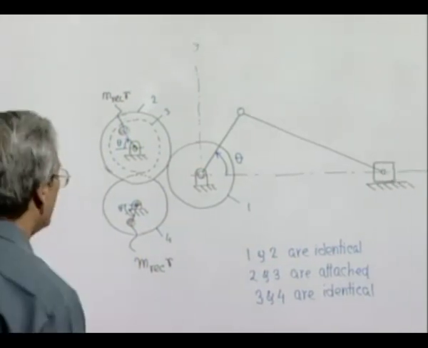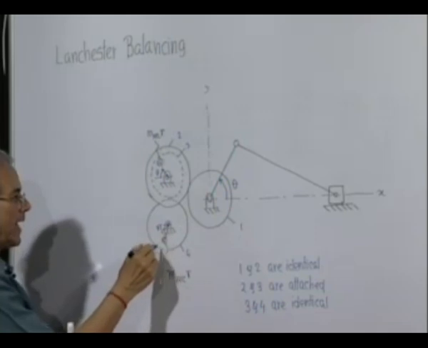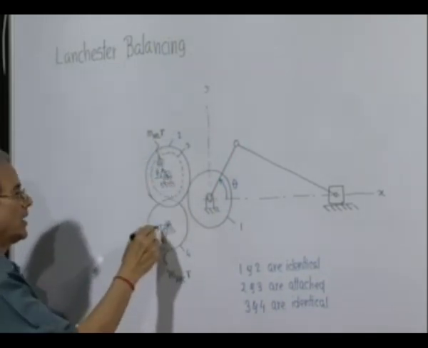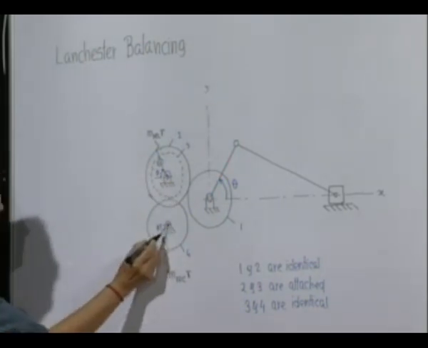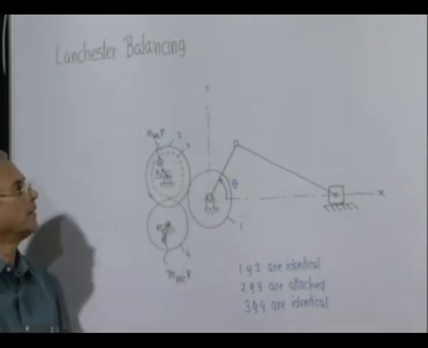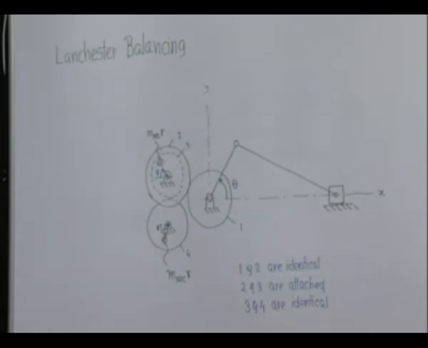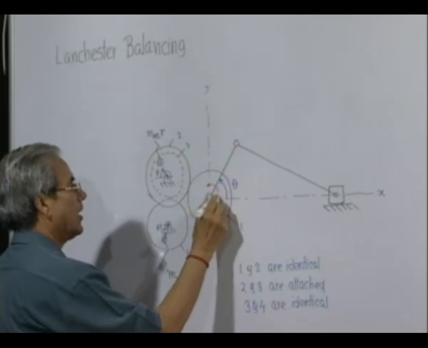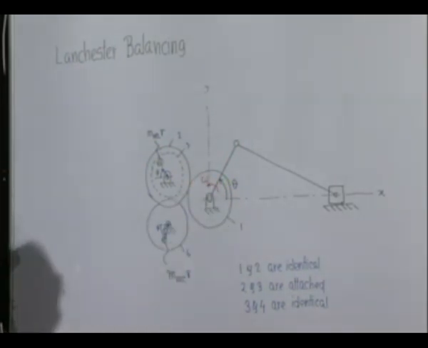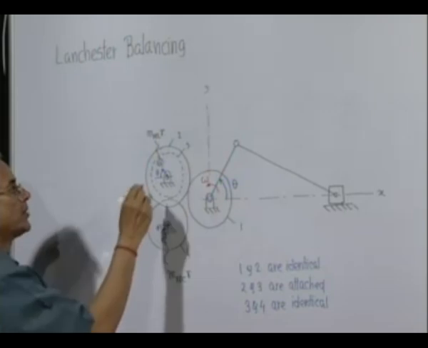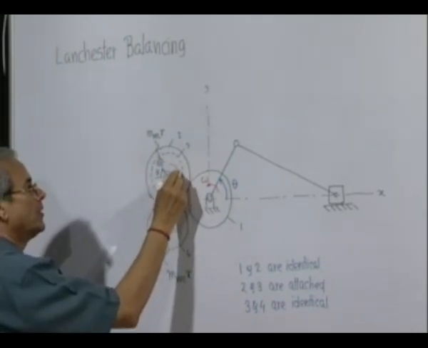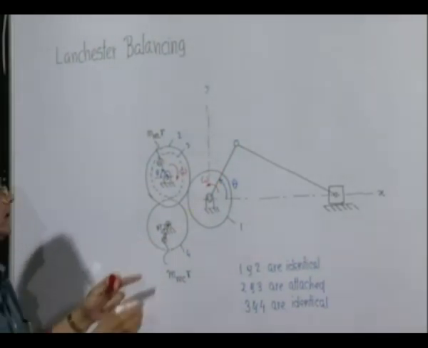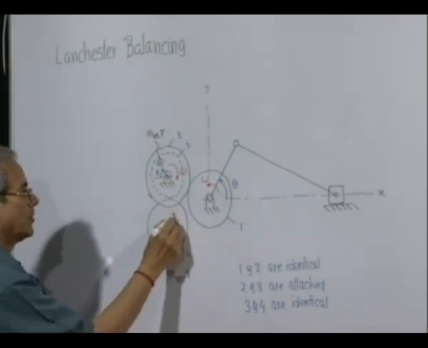They are also placed in such a manner that the line joining these respective centers with these masses makes a theta angle with the horizontal line, which is same as this. Now, let us consider the motion. Since this is rotating in this direction with an angular velocity omega, gear 2 and along with that 3 will rotate in this direction with the same speed omega. And since 3 and 4 are identical, this will also rotate with a speed omega.